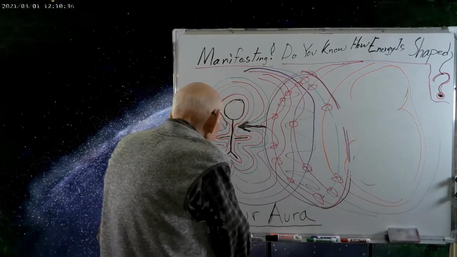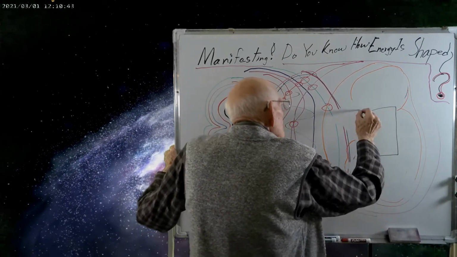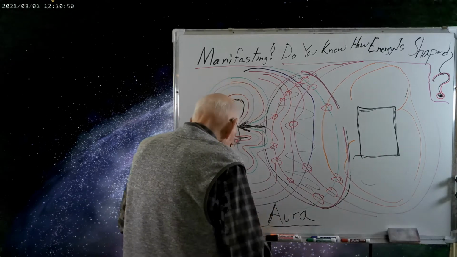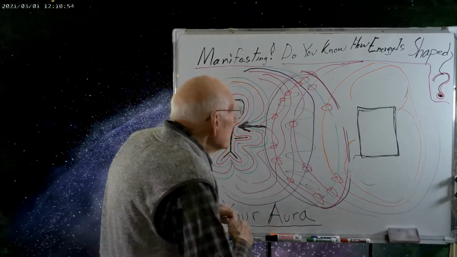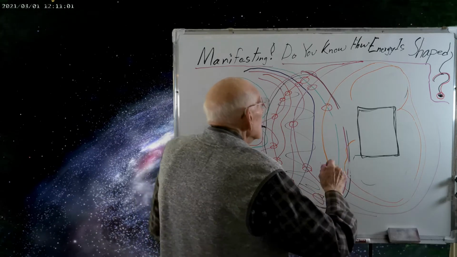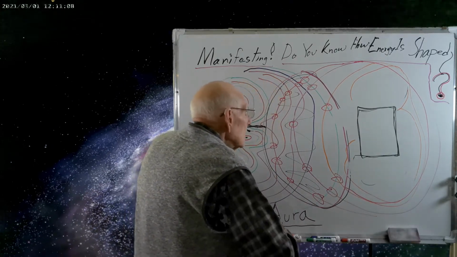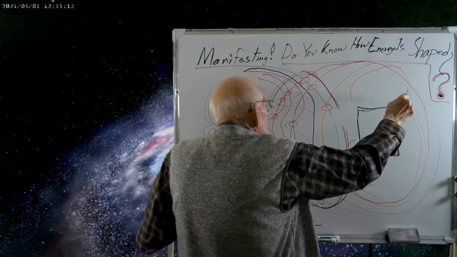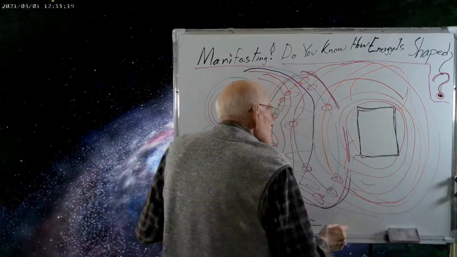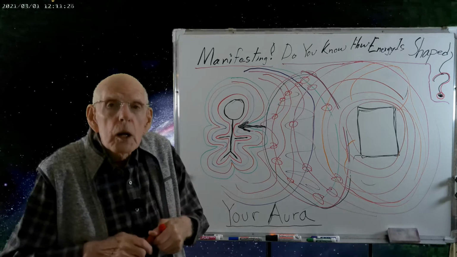Now, what do you want when you manifest? You want something. So I'll put a little square here. This is what you want. It's radiating. Okay, I've got to get you the idea here. This energy here in the infinite energy system is radiating at a certain frequency, and it represents what you say you would like to have.